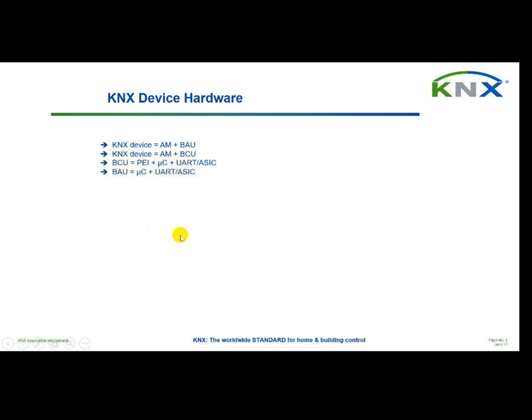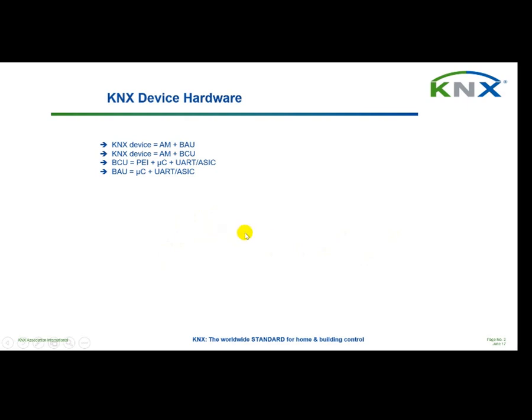A BAU, so a bus access unit, is then the same thing as a BCU, but as you can see, without a PEI. So indeed only a microcontroller and a UART ASIC combination. So here we see the abbreviations, as I have been using them.